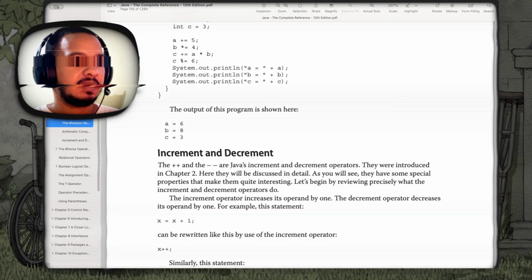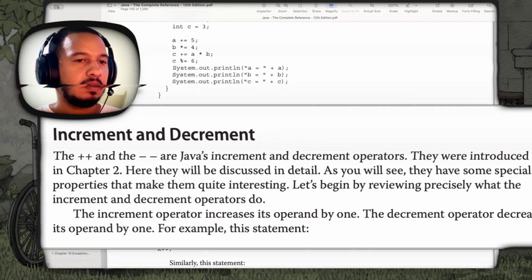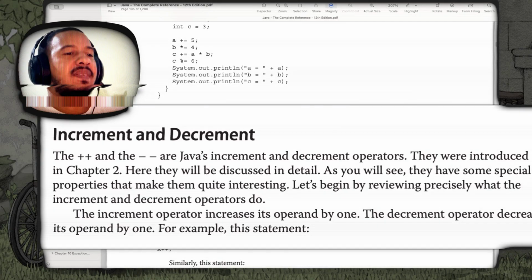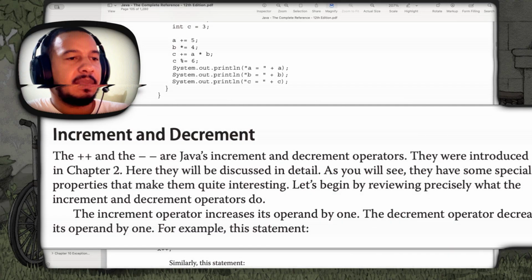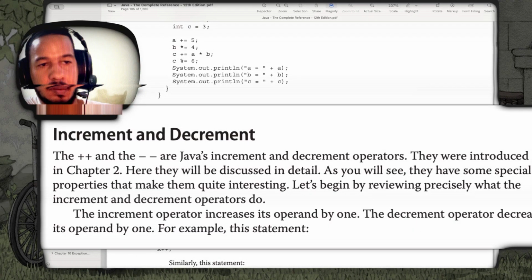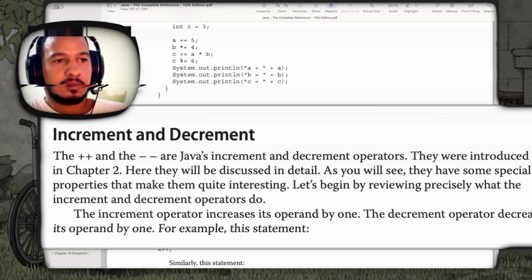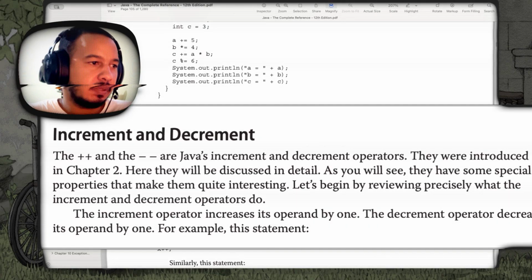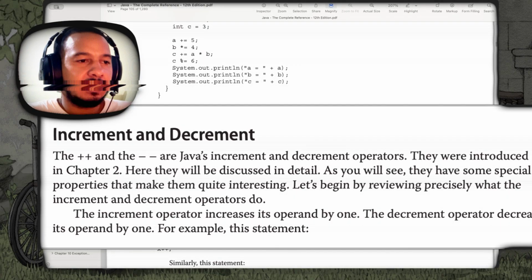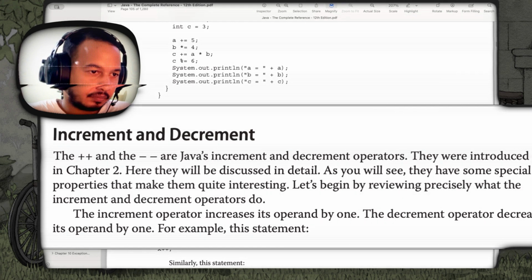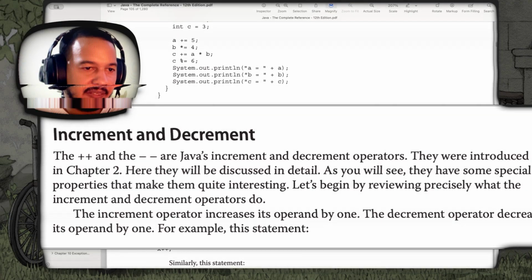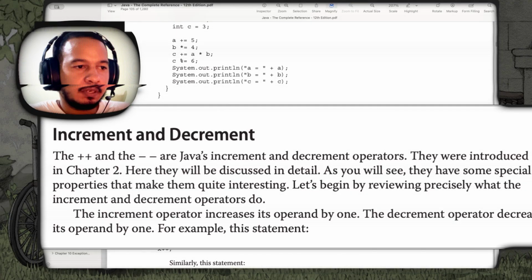Okay, so now let's look at the increment and decrement operators. The ++ and the -- are Java's increment and decrement operators. They were introduced in chapter 2. Here they will be discussed in detail. As you will see, they have some special properties that make them quite interesting. Let's begin by reviewing precisely what the increment and decrement operators do.